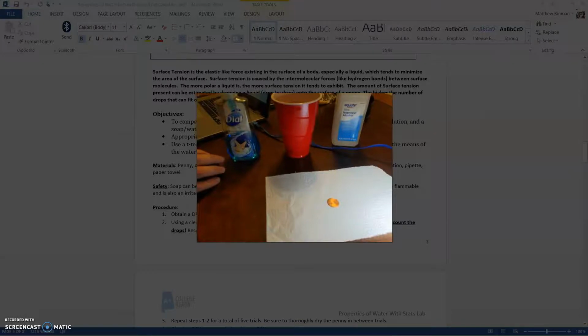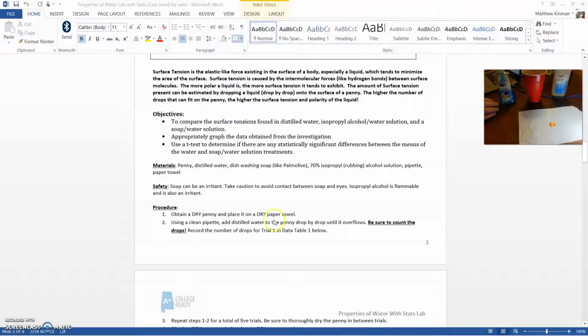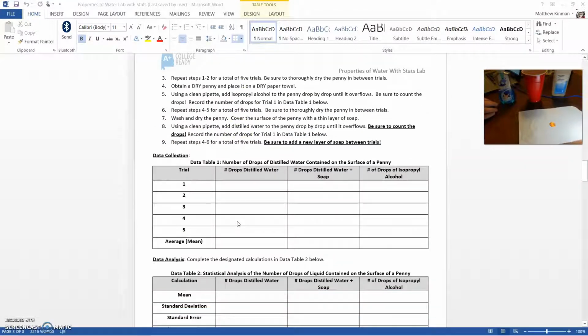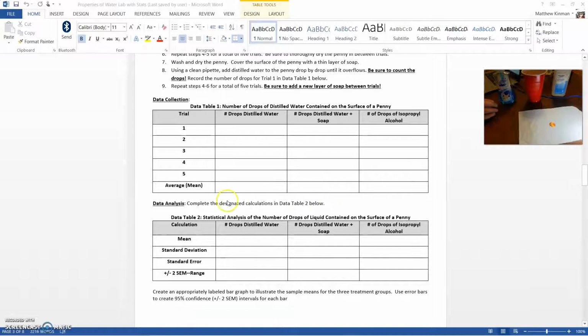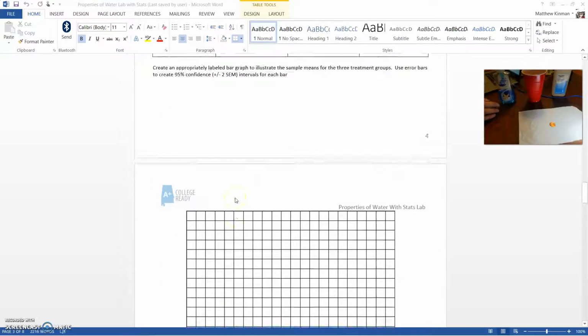And the other good news is that we are going to do the drops. I'm not going to have you record and count the drops because that seems a bit crazy. So in this data table that you have here, you have five trials with the three different variables. Harrison and I are going to go ahead and do the drops and input that data, and then with that data, you can then finish the rest of the lab.